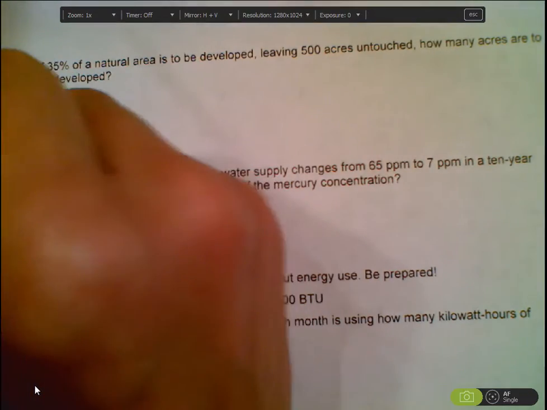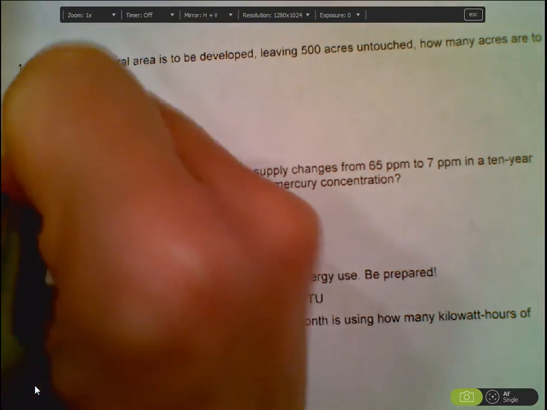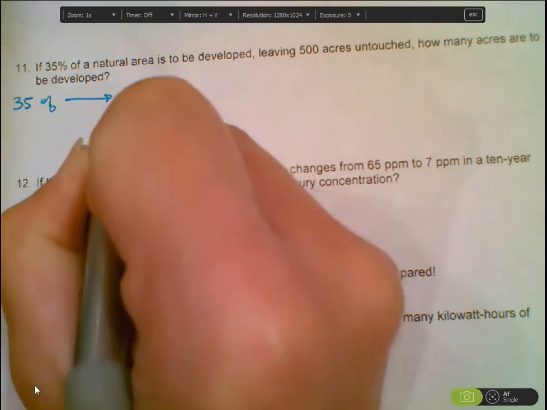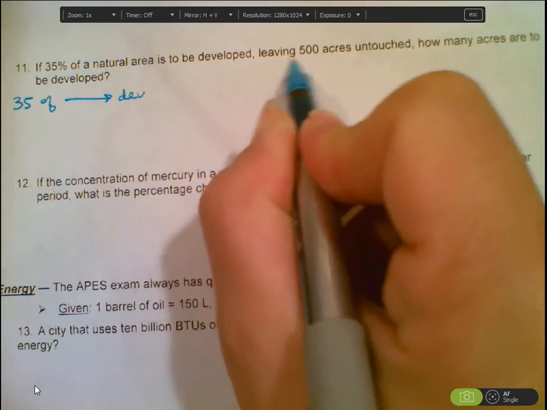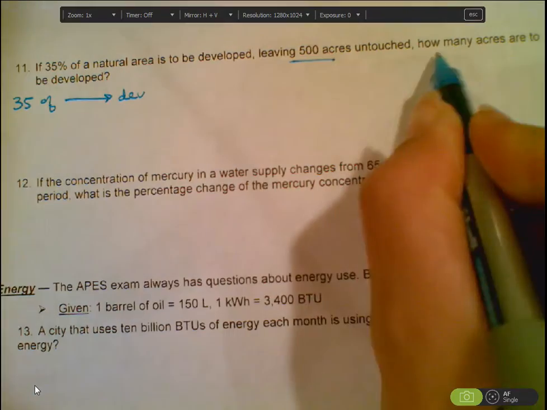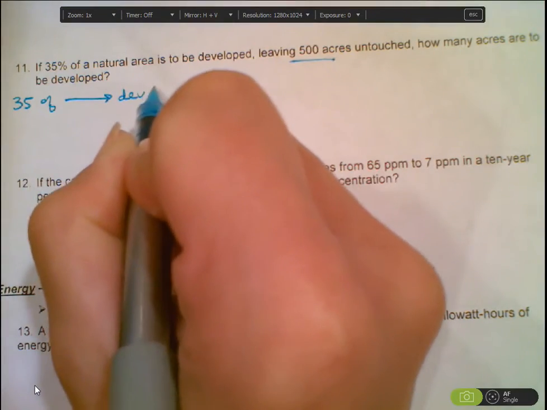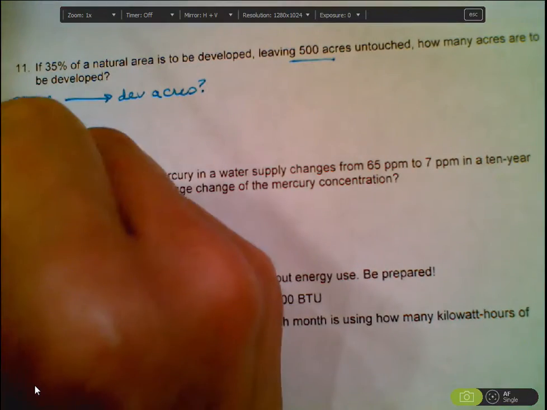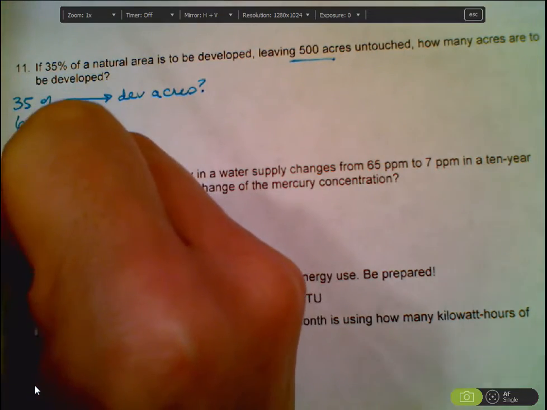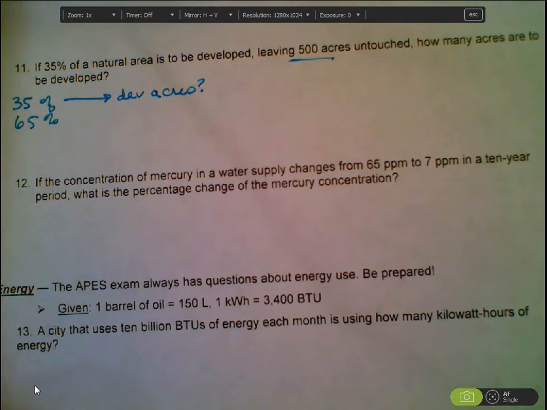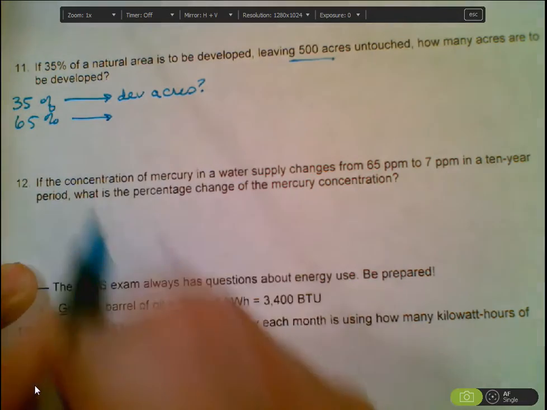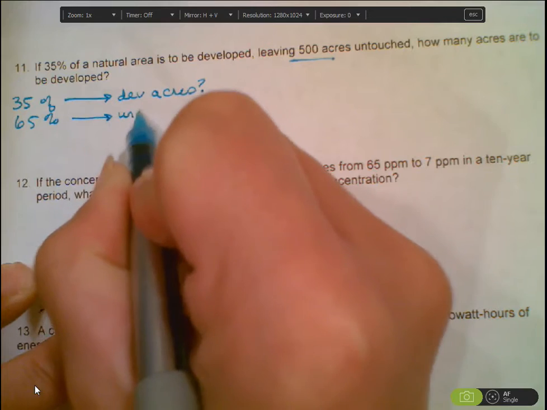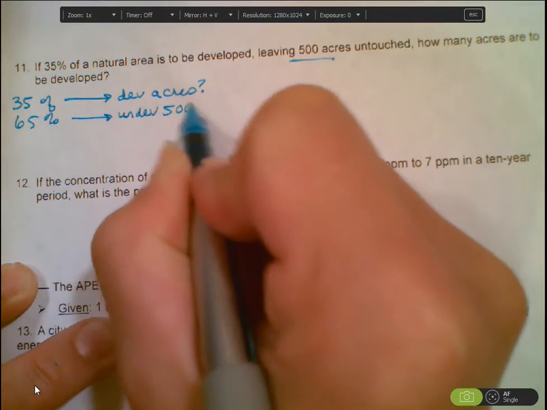If you think about it, it's saying here that 35% of an area is to be developed. 500 acres is undeveloped. How many acres are to be developed? So we're trying to figure out the developed acres, when we know 65%, because it has to add up to 100, because the definition of percent is part per whole, we know 65% is undeveloped. So undeveloped is 500 acres.